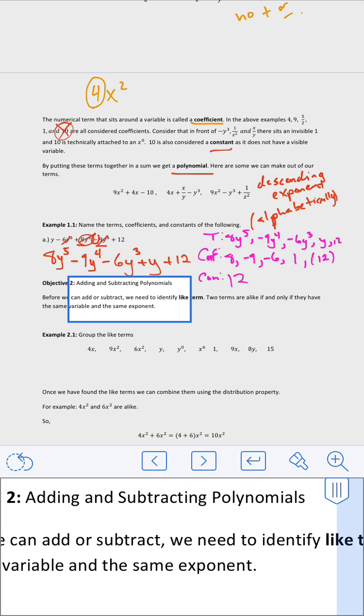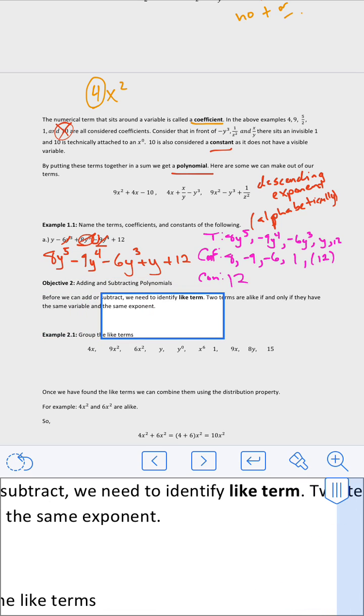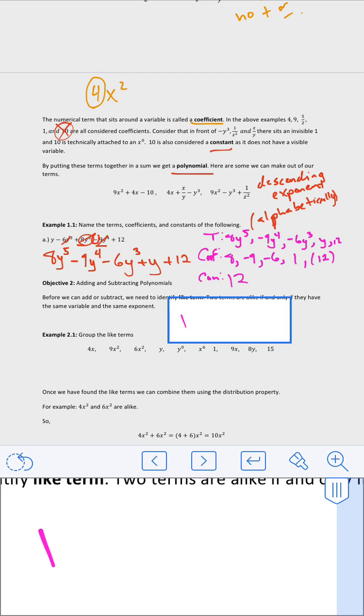Okay, adding and subtracting polynomials. Like I said before, we need to identify like terms. You can only actually add together things that are alike. It comes out of PEMDAS. So remember that thing, PEMDAS, many years ago?